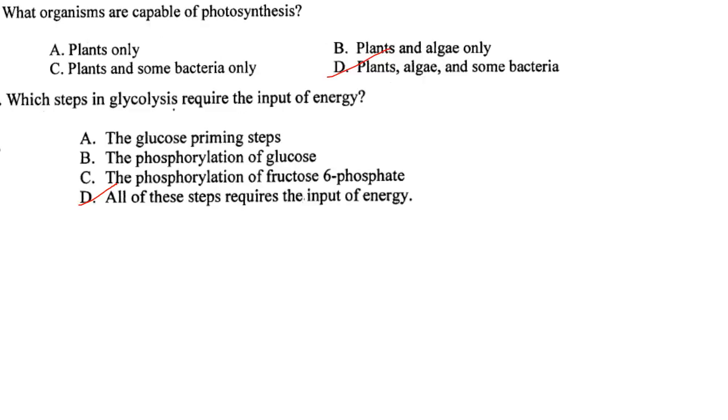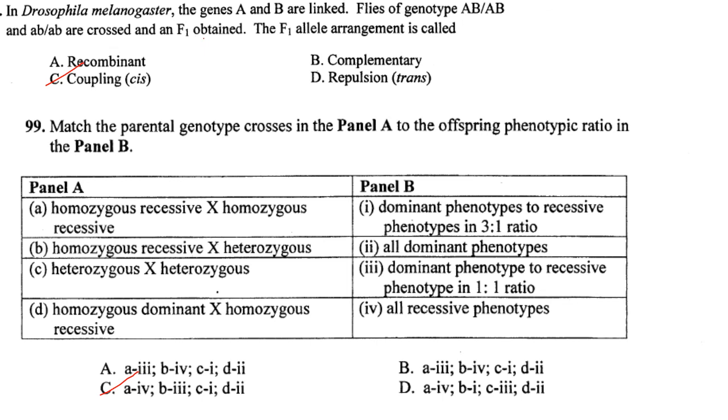Then what organisms are capable of photosynthesis? So plants, algae and some bacteria. So answer is option D. All the three are capable of photosynthesis. Then next one, which step in glycolysis requires the input of energy? The glucose priming step, the phosphorylation of glucose, the phosphorylation of fructose 6-phosphate. So all of these steps require input of energy. Answer is option D.